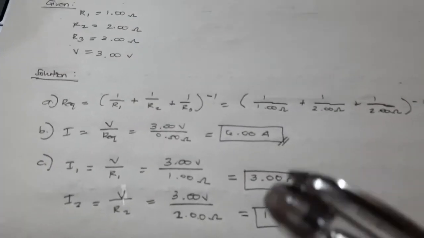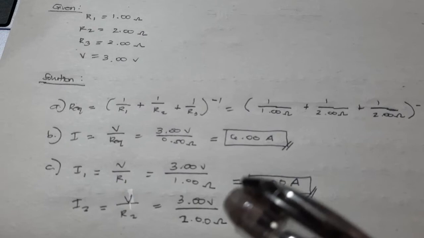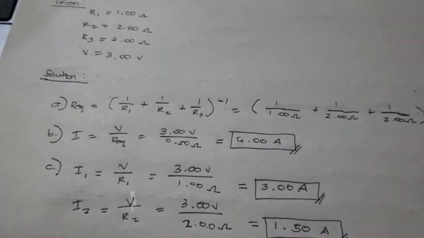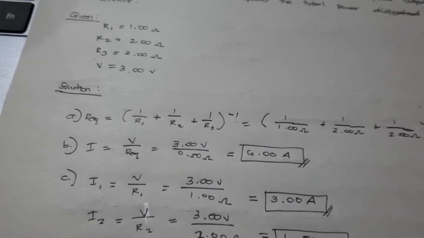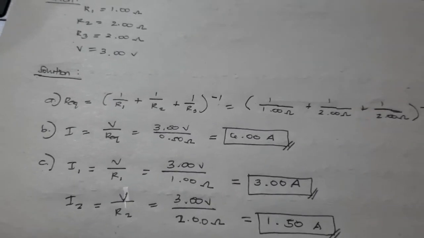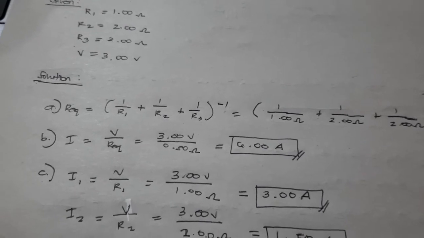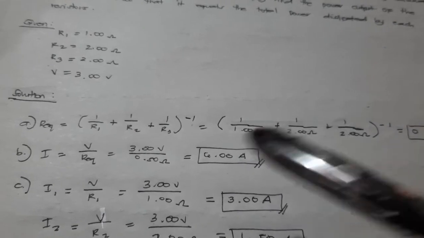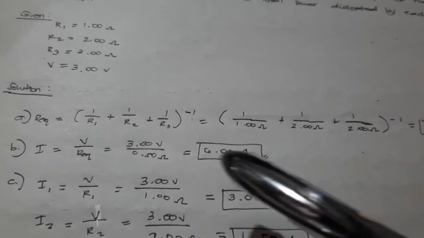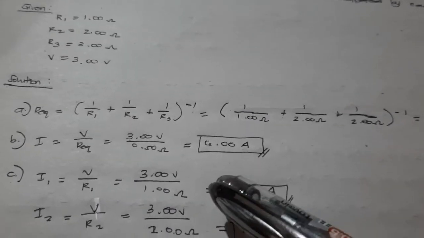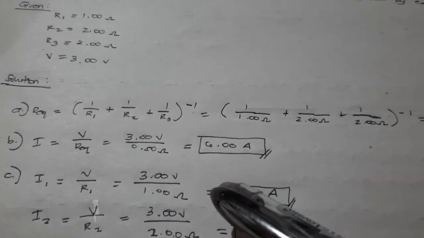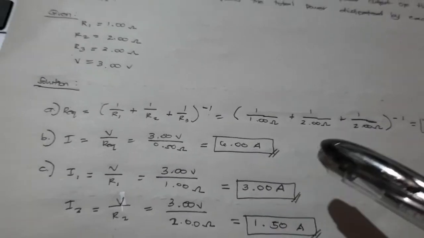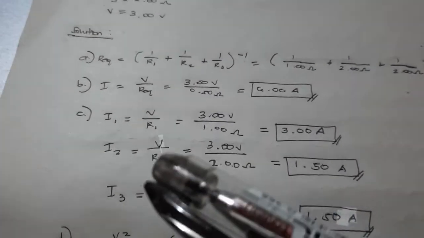Next, letter B: I is equal to V over the equivalent resistance. Our V, which is given, is 3 volts, over 0.50 ohms, since we already got the equivalent resistance. So we just substitute. The current supplied by the source, by Ohm's law, is equal to 6 ampere. Then proceed to letter C.